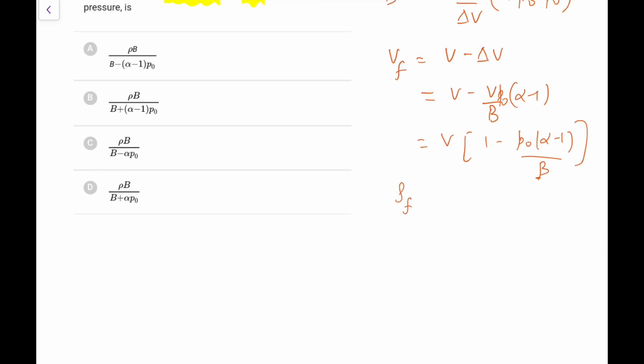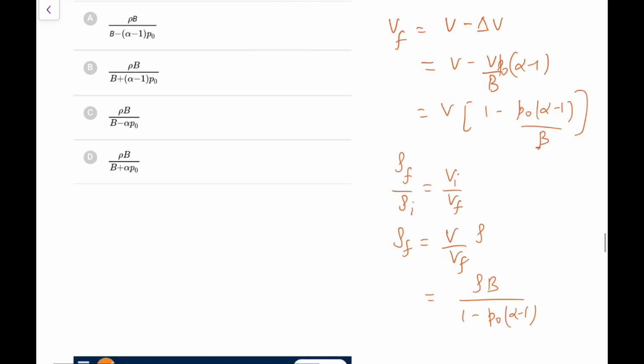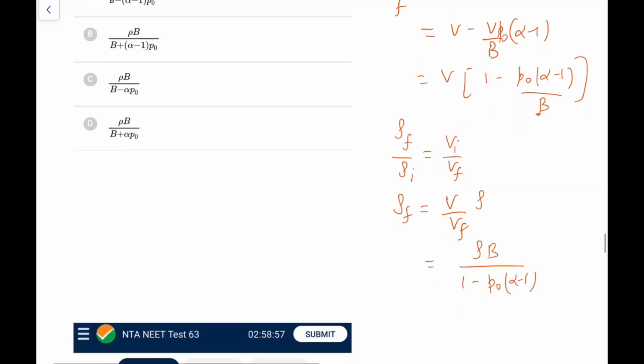So what we have, rho final upon rho initial is V initial upon V final. So rho final would be, what I can write, V upon V final times rho initial, which was rho. So V upon V final comes out as rho B upon 1 minus P naught alpha minus 1, that is what I can write. So going by the option, it would be option A. So go for option A in this particular case.